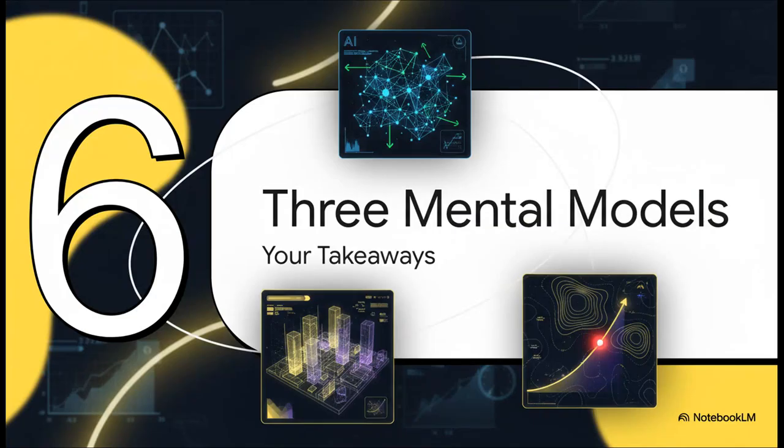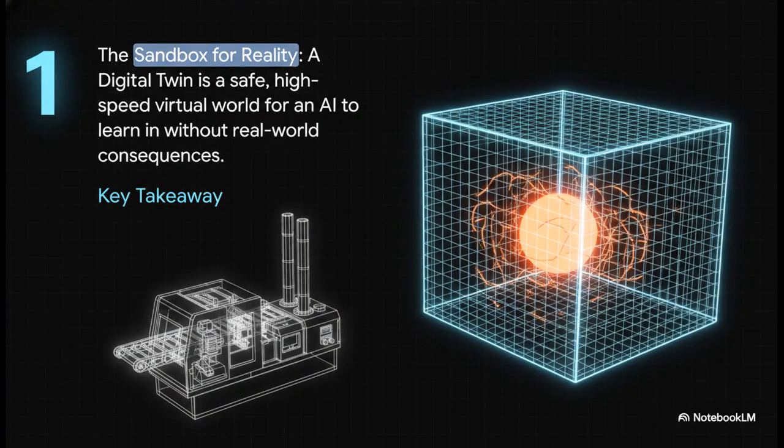Okay, that was a lot, so to make sure this all sticks, let's just boil it down to 3 powerful mental models that you can walk away with and use. The first and most important one, just think of a digital twin as a sandbox for reality. That's it. It's a safe virtual copy where you can experiment and let an AI learn at lightning speed with absolutely no real-world consequences. If you remember one thing, remember that.